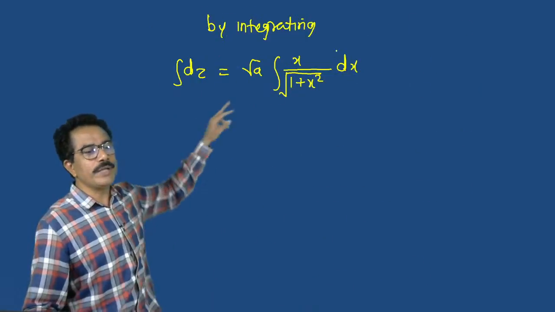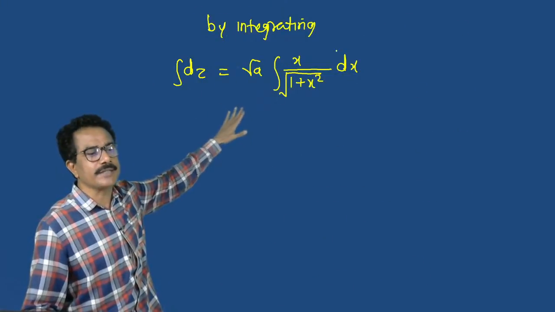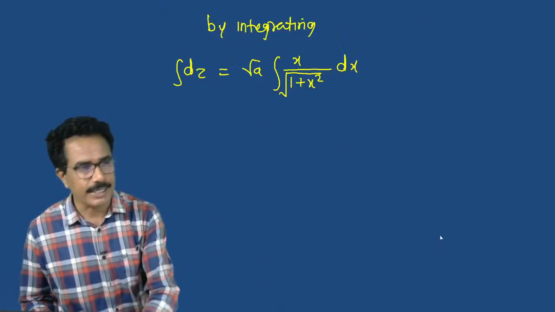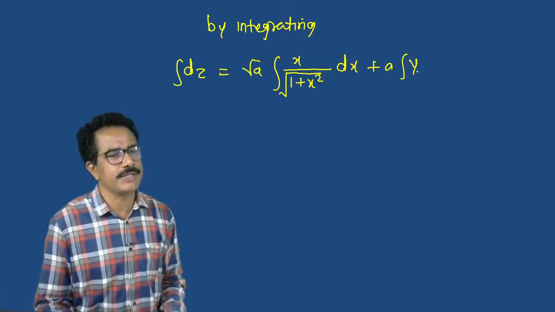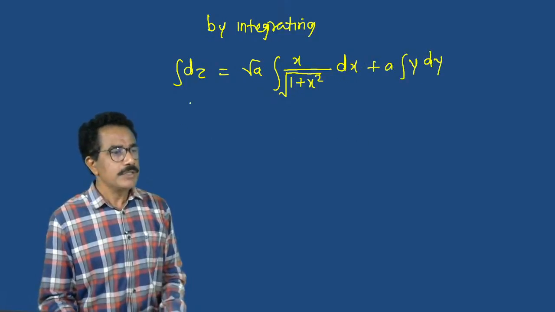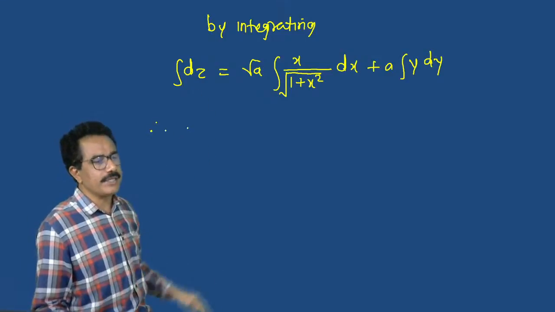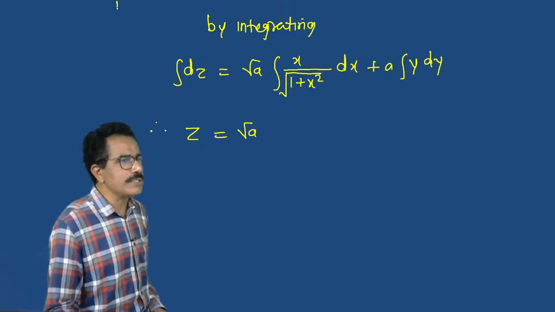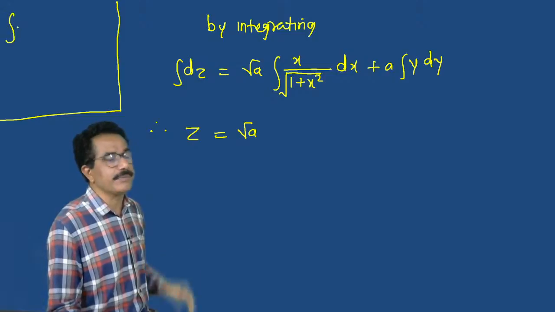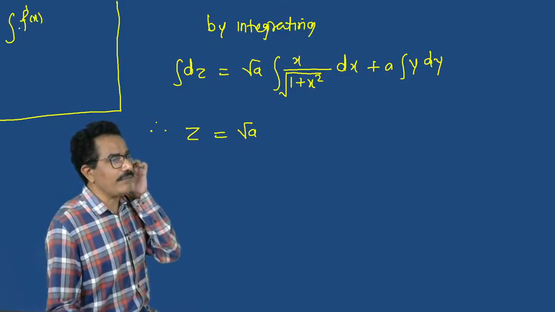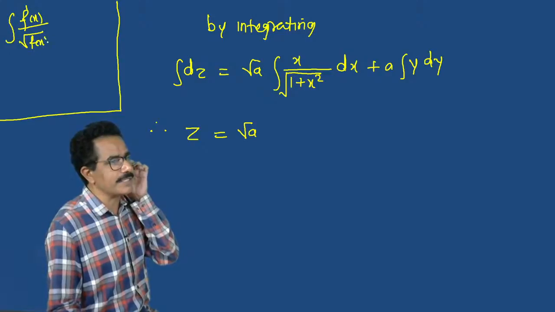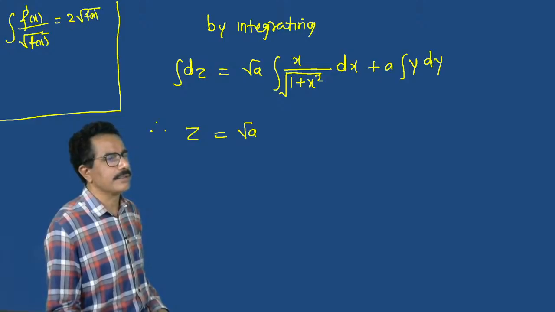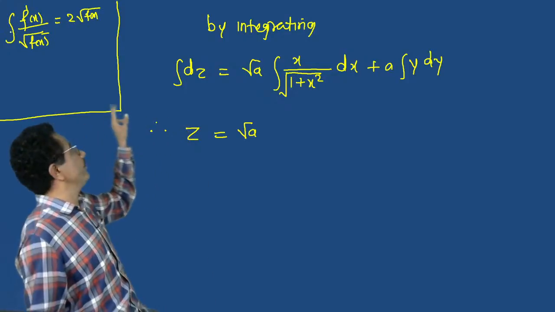So we can write. Now you tell me how to solve this integration. There is one technique to solve this integration. I shall write the second term. A is a constant, then we can write plus a integration of y dy. So now we have to solve this integral. Integration of dz is z, root a as it is. Now we have to use the particular type, this is the standard form: integration of f dash of x divided by root f of x is 2 root f of x. This is the standard form which we have to use.